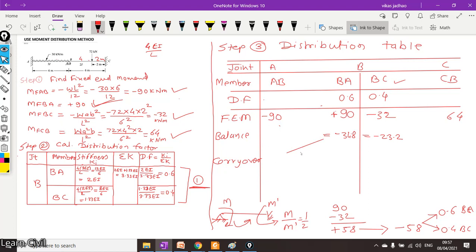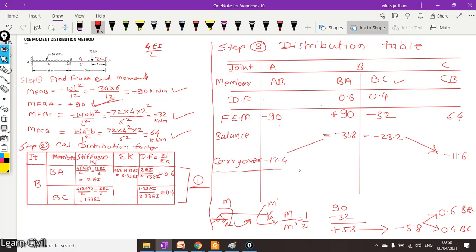So half of the moment will be transferred to joint A, which will be minus 17.4, and half will be transferred to joint C, because joint C is again a fixed joint. So this will be minus 11.6, that is half of 23.2. You can see here all the moments are balanced.